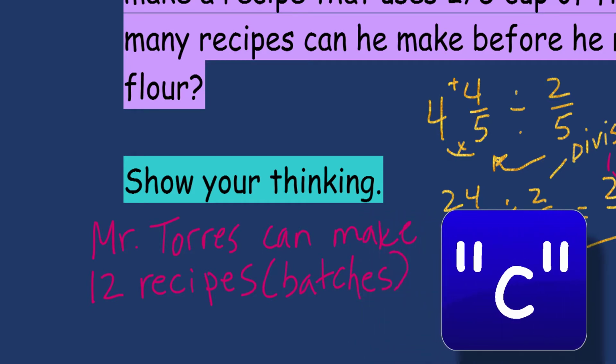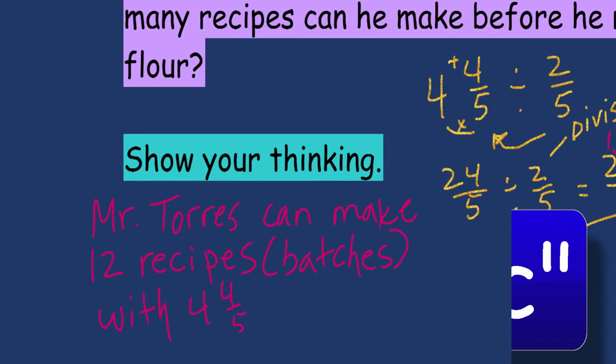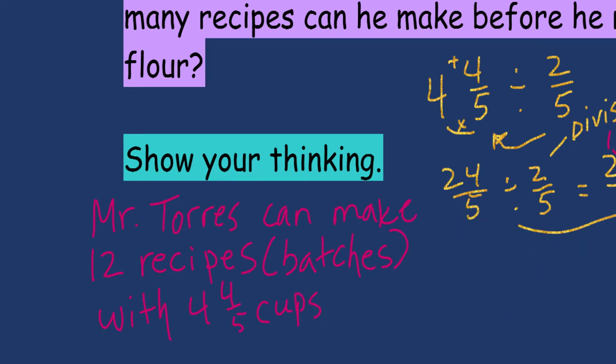Anyway, so Mr. Torres can make 12 recipes with 4 and 4/5 cups of flour. And I'm just adding that in. I don't have to write that in there, but just letting you know this was all the flour that he had. We could always check our work again, right?